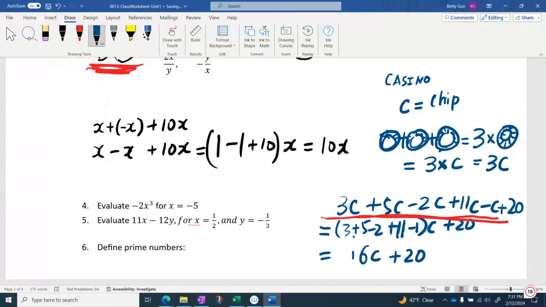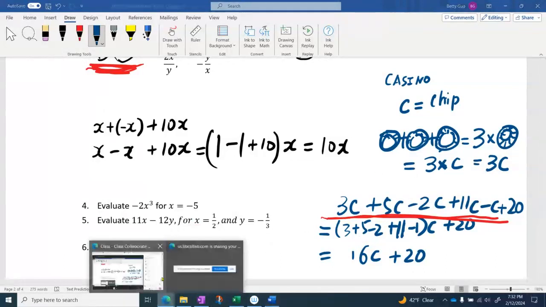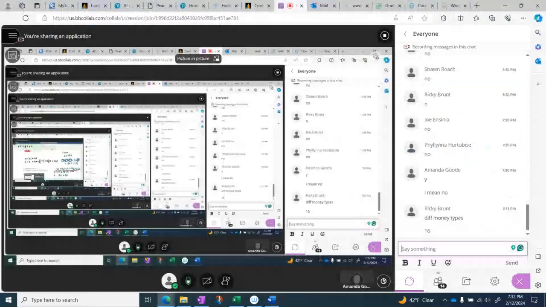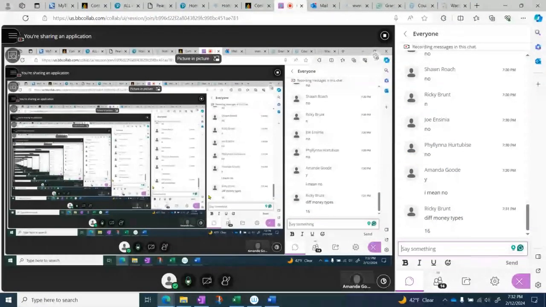So you start with 3 chips, then you get 5, 8 chips, then minus 2, you have 6 chips. Six chips plus 11 chips, you have 17 chips, and you lost one more, you have 16 chips. And then you pick up $20, so you have 16C plus 20. Thank you, Amanda. And Ricky says 16. Different money types. Yeah, exactly. You can understand it that way for sure.